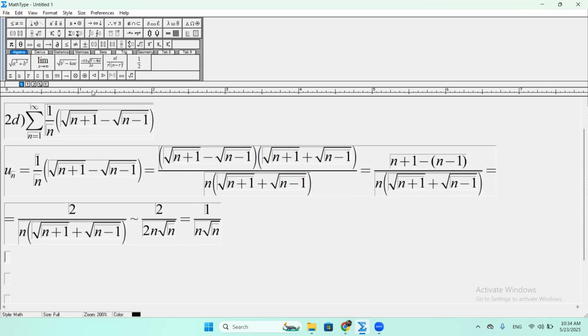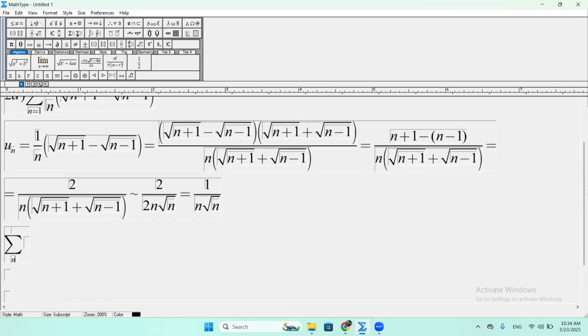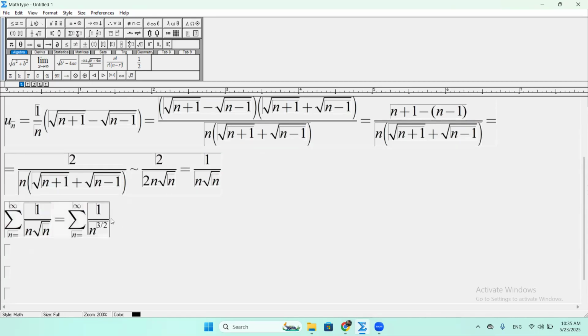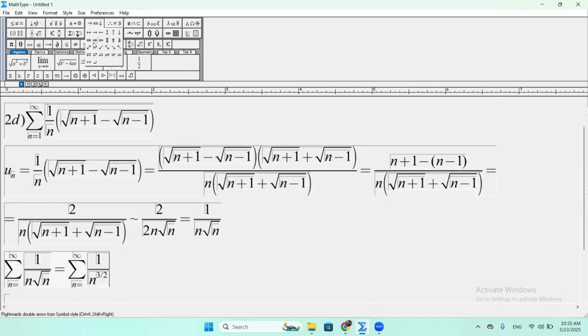So let's have a look at this series, n from 1 to infinity. Actually, it's a generalized harmonic series with the power 3 over 2, that is greater than 1. This series is convergent, and it means that the initial series is convergent as well.